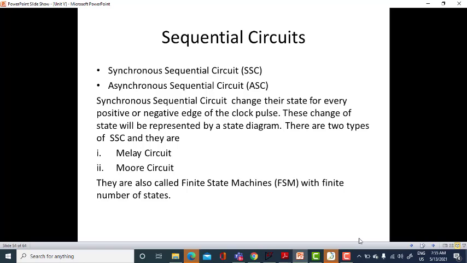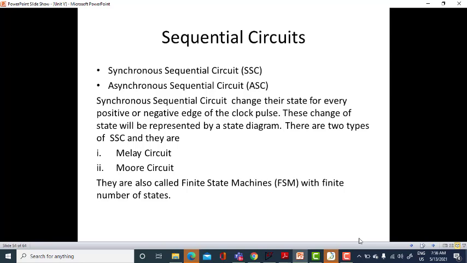To see about the Mealy and Moore circuits. I'm going to tell you what is meant by a Mealy circuit and what is meant by a Moore circuit. And then a simple example of a Mealy circuit we are going to solve.